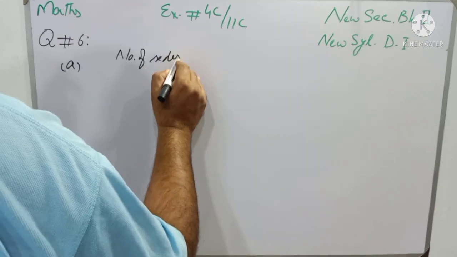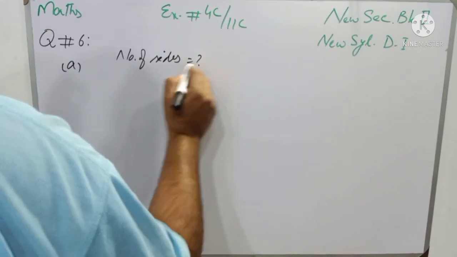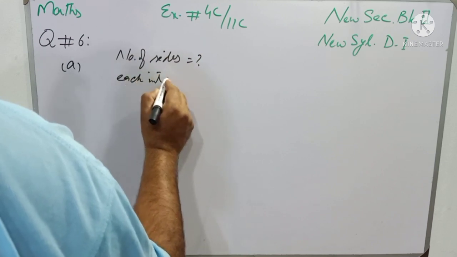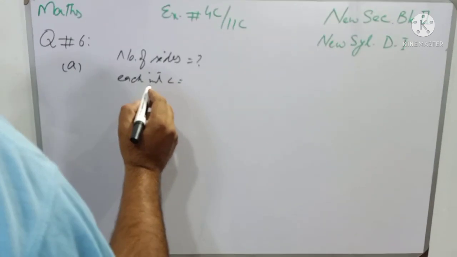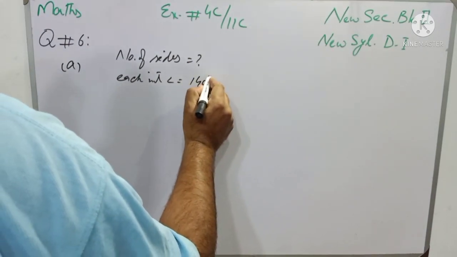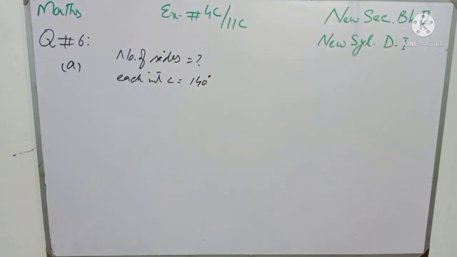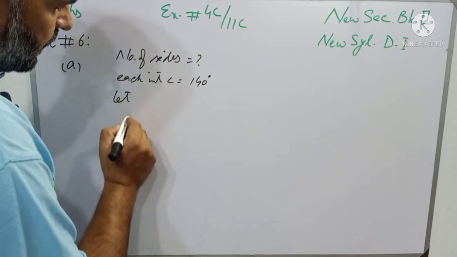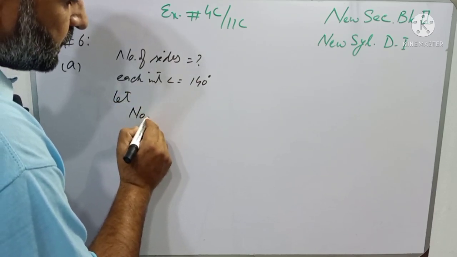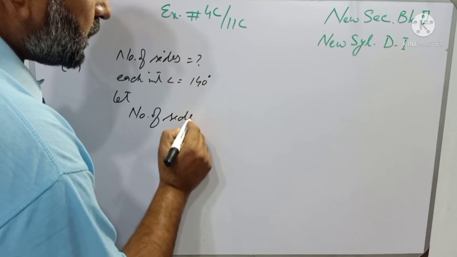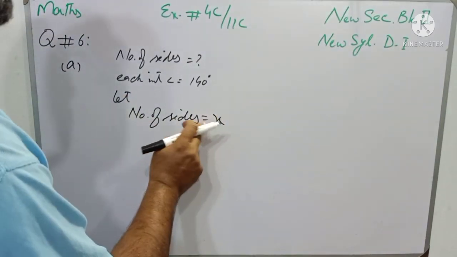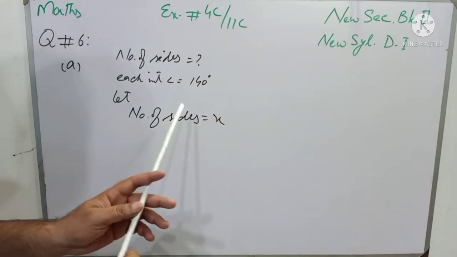Number of sides we have to find, and each interior angle is equal to 140 degrees. And students, we have to find the number of sides. So students, here I will write: let the number of sides be equal to x, or we can write the number of sides is equal to n. It is totally up to us.